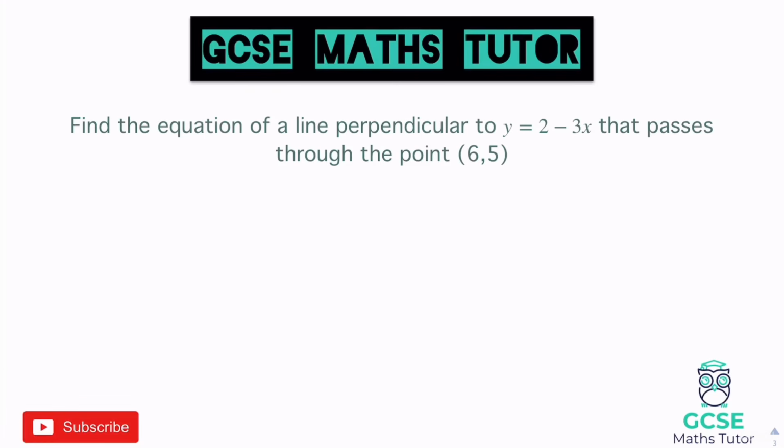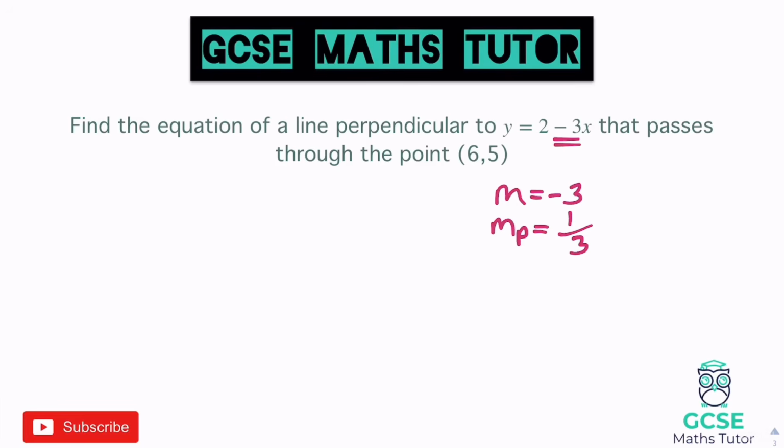Okay, so find the equation of a line perpendicular to y equals 2 minus 3x that passes through the point 6, 5. So first things first, let's get the gradient out of this. Now it's written in a slightly different way because it's got a negative gradient, but our gradient there is -3, the number in front of the x. So let's write that down, m equals -3. Straight away we're finding a perpendicular line, so let's find the perpendicular gradient. So mp, change it to positive, flip it over, it becomes 1/3.